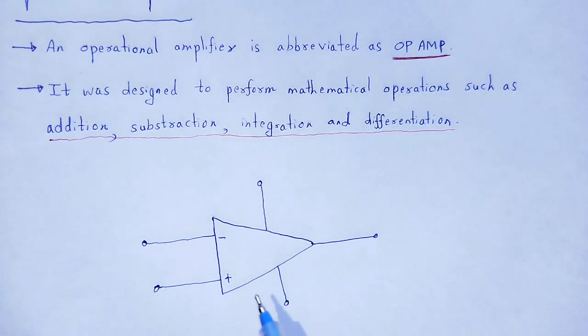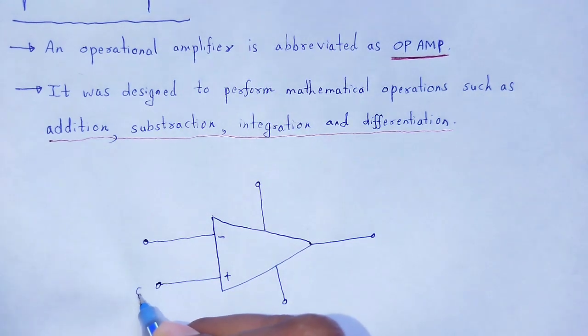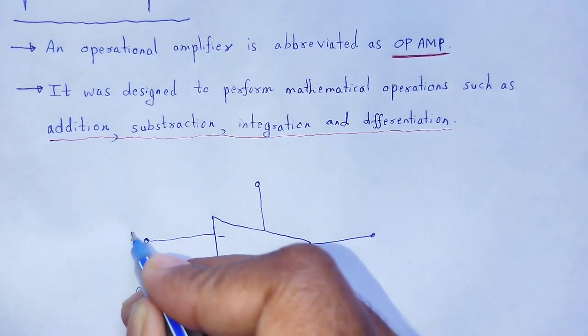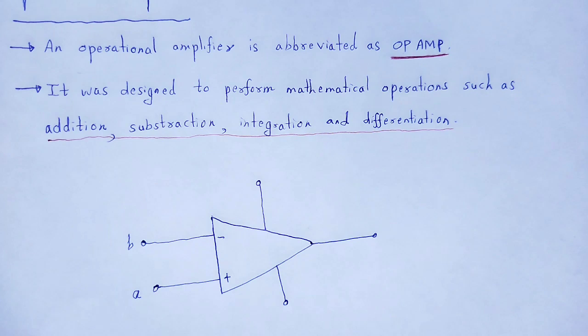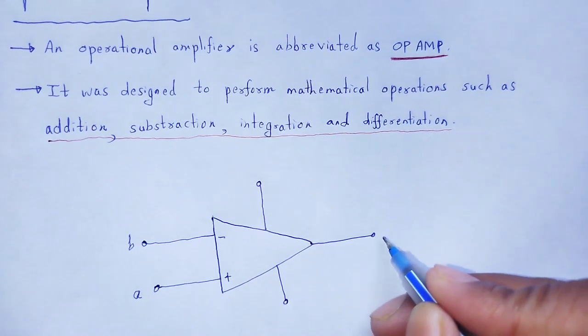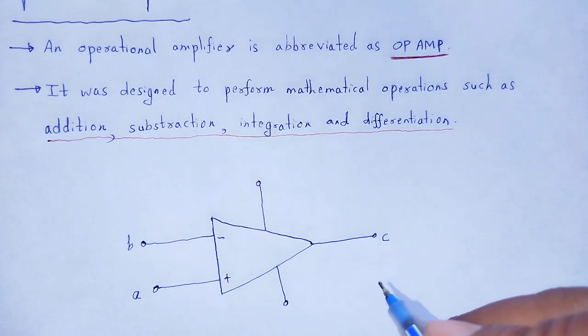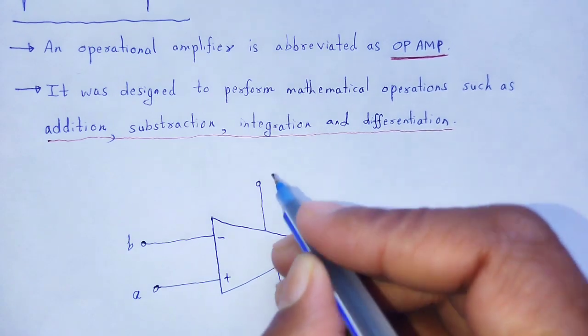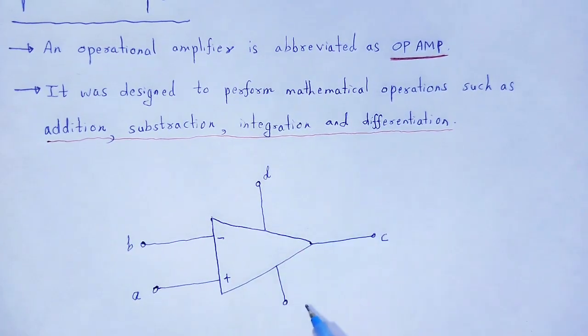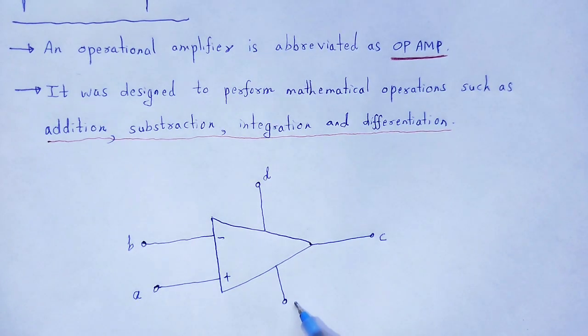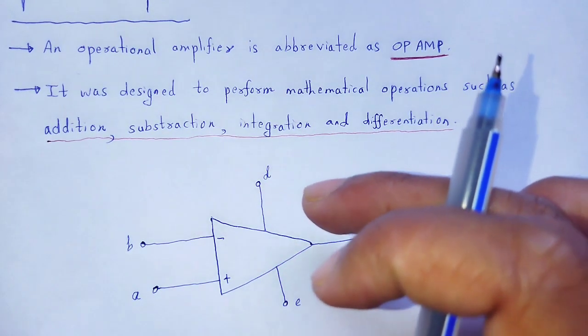The basic operational amplifier has 5 terminals: 2 input terminals A, B, 1 output terminal C, and 2 terminals D and E for power supply voltage.